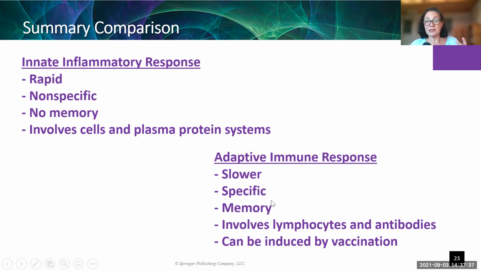And that's what vaccines are all about, exposing our adaptive immune system to something that it can recognize. And so hopefully we can avoid the initial exposure and illness and just go straight to the second exposure response that keeps the infection at bay. This one is the one that involves the lymphocytes and the antibodies. And as I mentioned just a moment ago, it can be induced by vaccination.